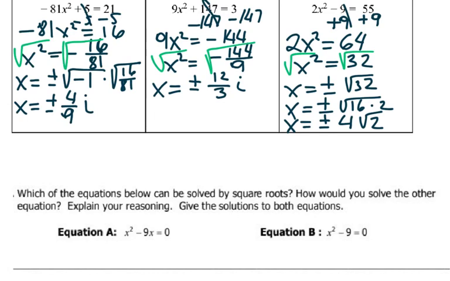Alright, this one is for you. Look at equation A, look at equation B, and answer the following questions. Which of the equations below can be solved by square roots, and how would you solve the other equation? Explain your reasoning, and give the solution to both equations. Just take a look at both of them, try to solve them, and we're going to discuss them in our next class.